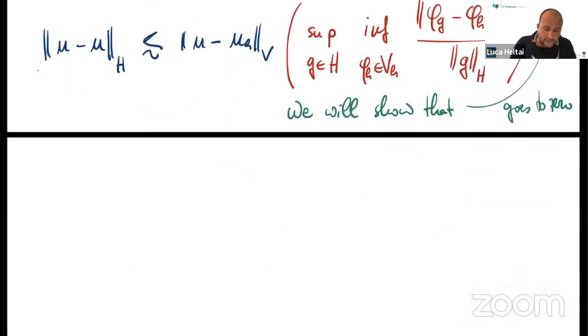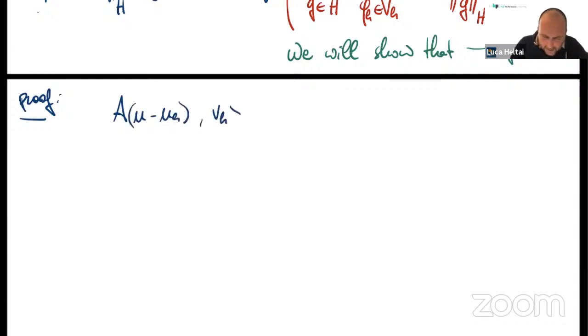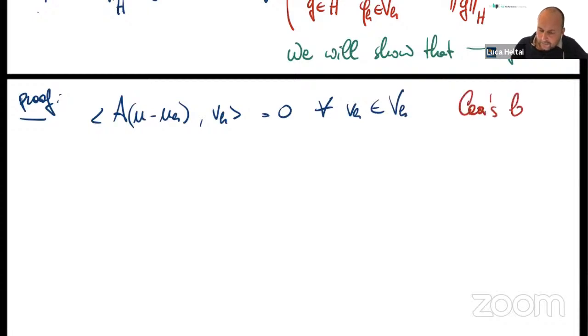So let's start by proving this very simple lemma in this unusable form yet. And the proof is simple, very simple. So what we know is that if you take A of U minus UH, and you test this against VH, this is equal to 0 for any VH in the space capital VH. And this is called Galerkin orthogonality. And it's what helped us basically prove a lot of the theorems and a lot of the results that we had before. First property.